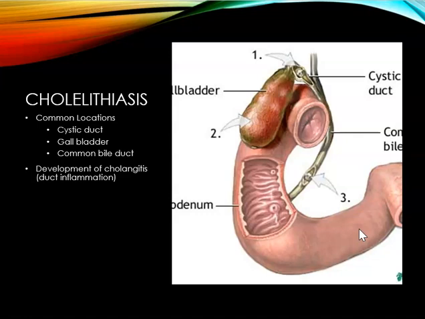Cholelithiasis. So the common locations for cholelithiasis are going to be in your cystic duct. Your gallbladder is going to be the most common, and then followed by the common bile duct. So we have here, here, and in here for the common bile duct. And I want you just to look at this picture a little bit, because later on when this patient ends up having to have his gallbladder removed, a lot of times they leave this common bile duct and they might still have symptoms if there's a stone stuck in there.